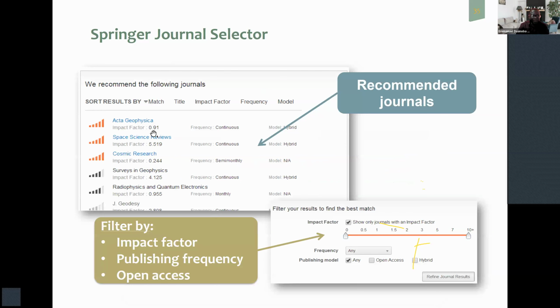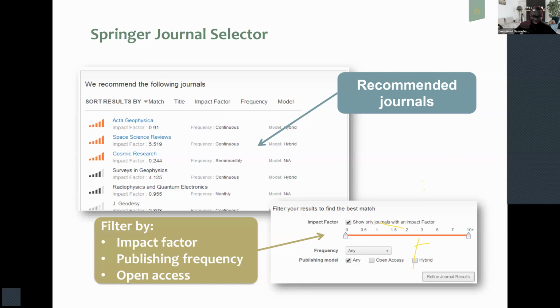Then you will see their impact factors. For example, Acta Geophysica. Then you see the impact factor 0.91, the frequency of publication, and all that. And then you see the model, whether it is open access or subscription mode. Then you will see that it is hybrid. When you see hybrid, it means open access. It means you have to pay a fee, and then once it is accepted, anyone can freely download it.